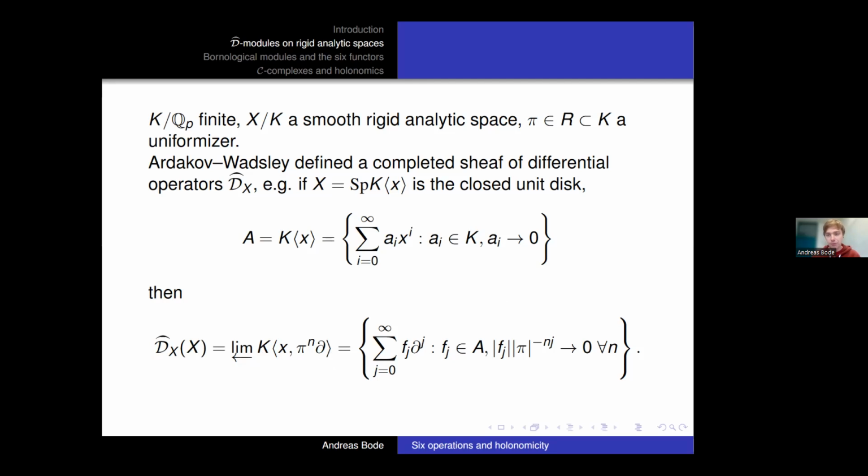As I said, the convergence condition is inspired by considering the cotangent bundle. It's also a natural thing that shows up if you want to have representation theoretic applications here. So what are modules over this? Ardakov and Wadsley started studying this, and as is quite often the case in p-adic analytic geometry, it's quite hard to do things with quasi-coherent modules, but there's a good theory of coherent modules. So here's the analog of what coherent modules are now. It's just the analog of what coherent modules would be on the cotangent bundle.